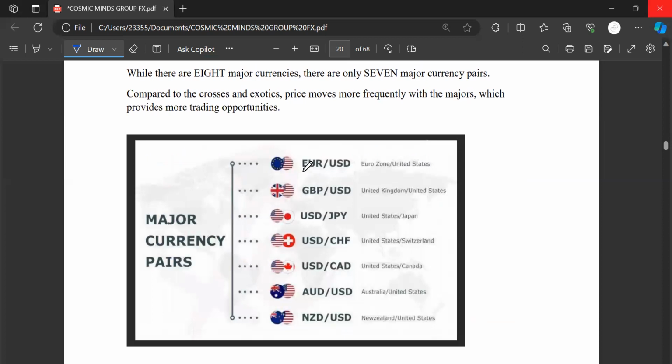So we have the US dollar as part of it. That's what makes a major currency: we have the US dollar as a constituent in that pair.